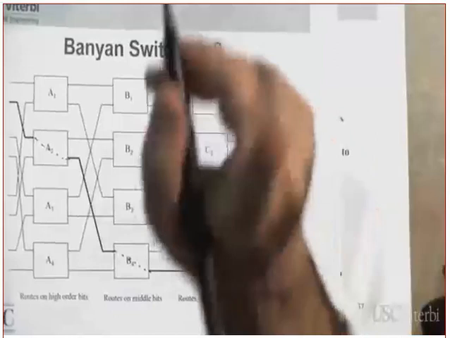We have a possibility of internal collisions. Even if the cells are destined to different ports, there is a possibility of contention in the middle. Contention internal. Okay.